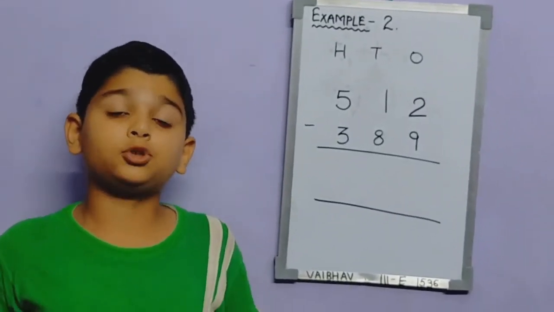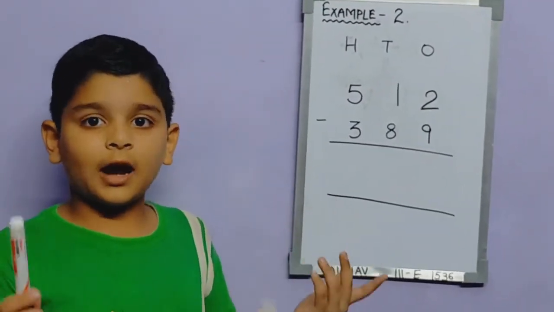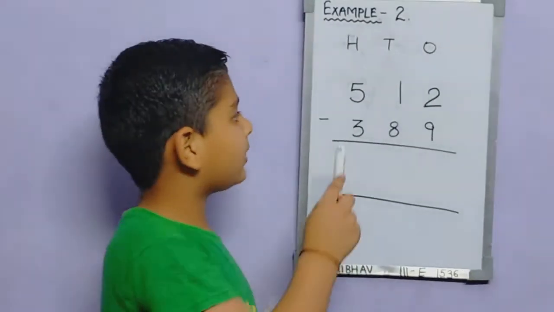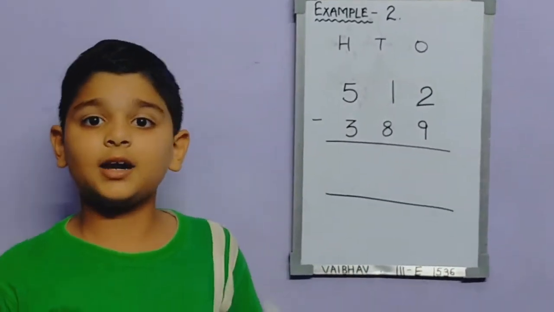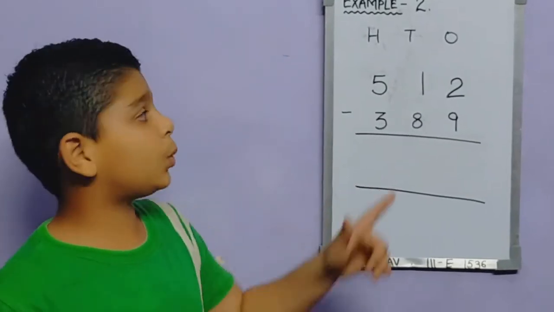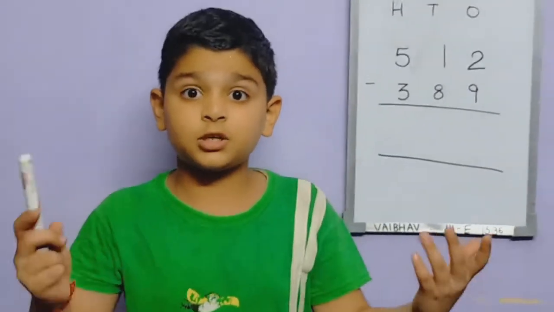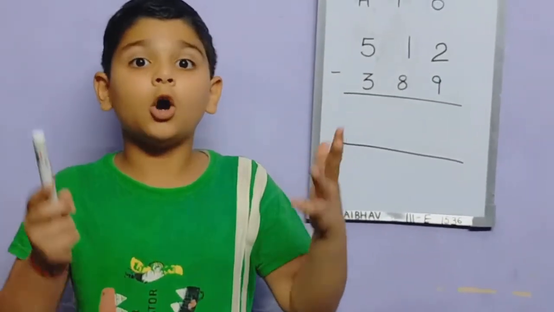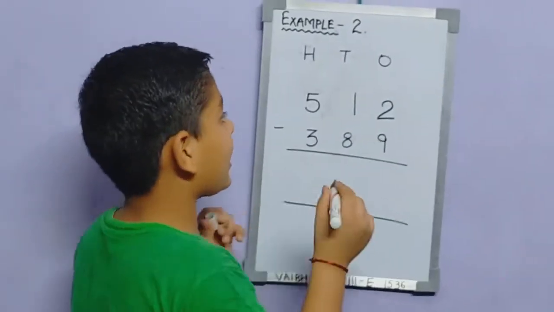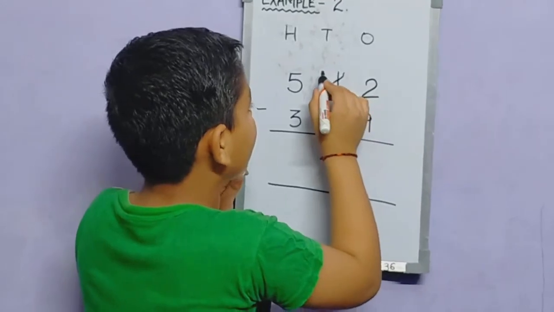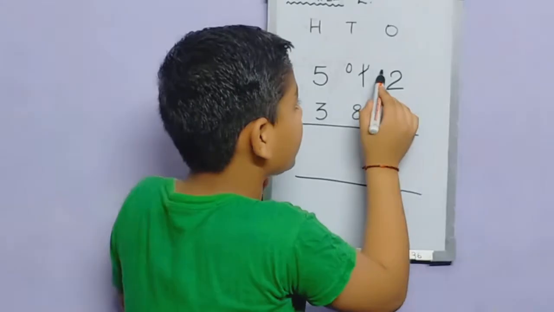Friends, now next comes the second example. It is also a 3-digit number. What are the numbers? Let's start. 512 and 389 are the numbers. So let's start with the ones place. Here is 2 minus 9. Can we minus 9 from 2? No. So friends, we take a borrow. Here I cut 1 and here 0 will come. And here 1 will come.